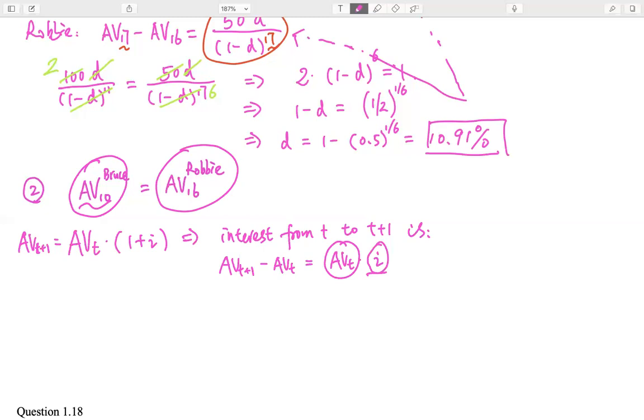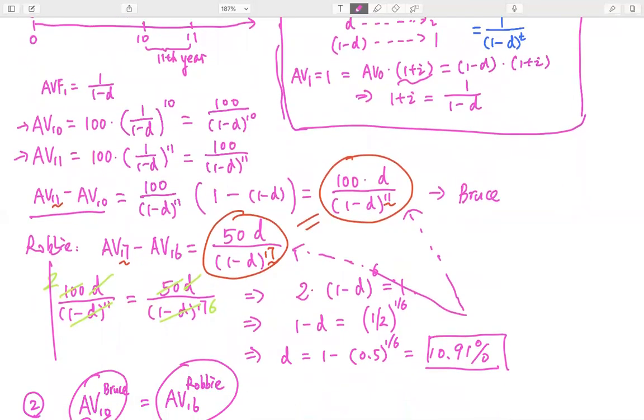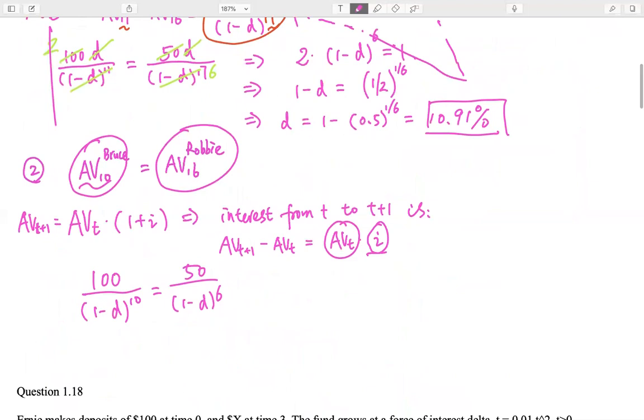With that in mind, I can quickly establish everything. So this is quicker than me doing all the analysis, analyzing the AV10, AV11 for Blues, and calculating the difference to get the interest, and then doing the same thing for Lobby, and then matching them. It takes so much more time, right? And once you are out there taking SOA exams, time is the most important thing.